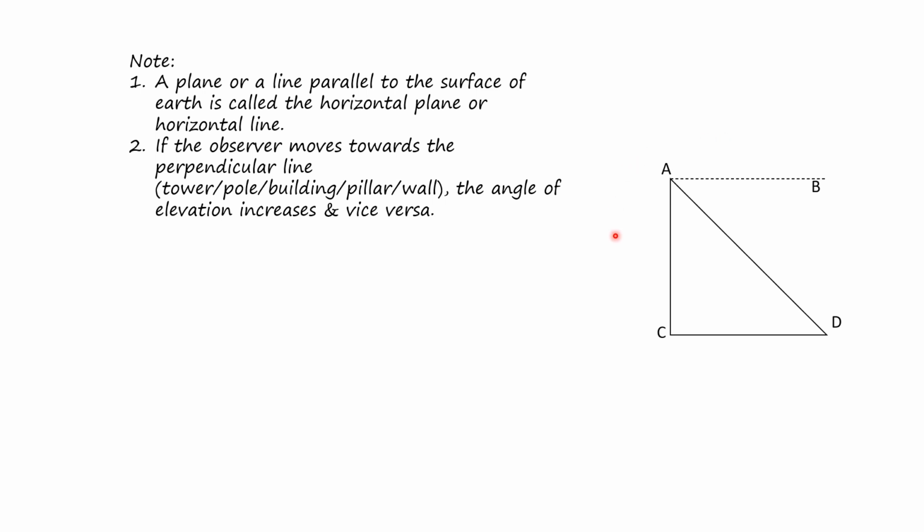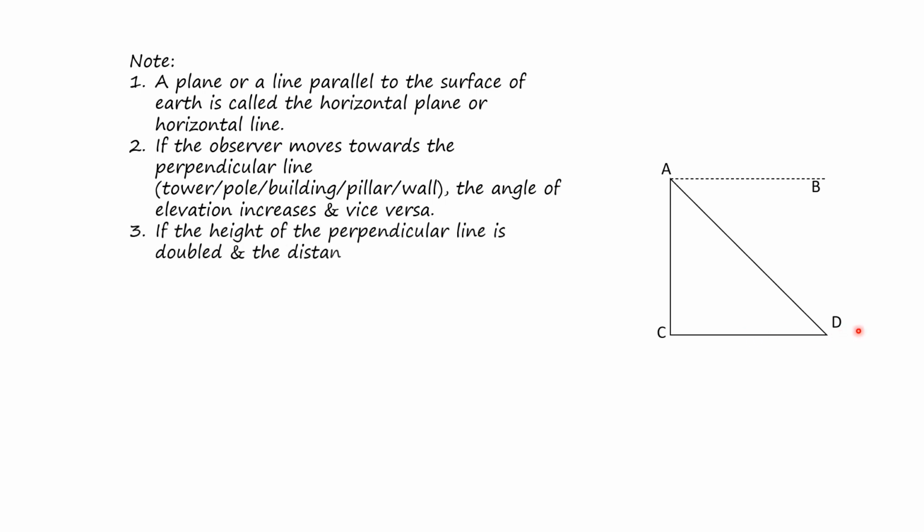So in this picture, let's say D is an observer, or the observer is standing near D. The moment he comes close to AC, what is AC? AC is a perpendicular line. The moment he comes close to AC, the angle of elevation keeps on increasing, and vice versa. That means the moment he moves away from AC, the angle of elevation keeps on decreasing.